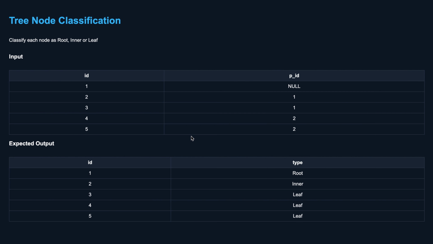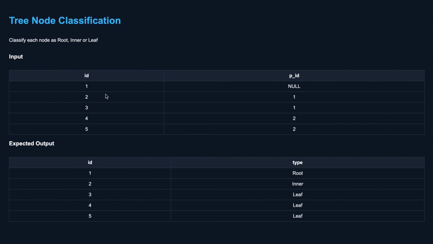Now let's look at the input table. We have multiple nodes and each node may or may not have a parent. For example, node 1 has a null parent, so it is a candidate for root. Nodes 2 and 3 have parent 1, so they are children of node 1. And nodes 4 and 5 have parent 2, so they are children of node 2.